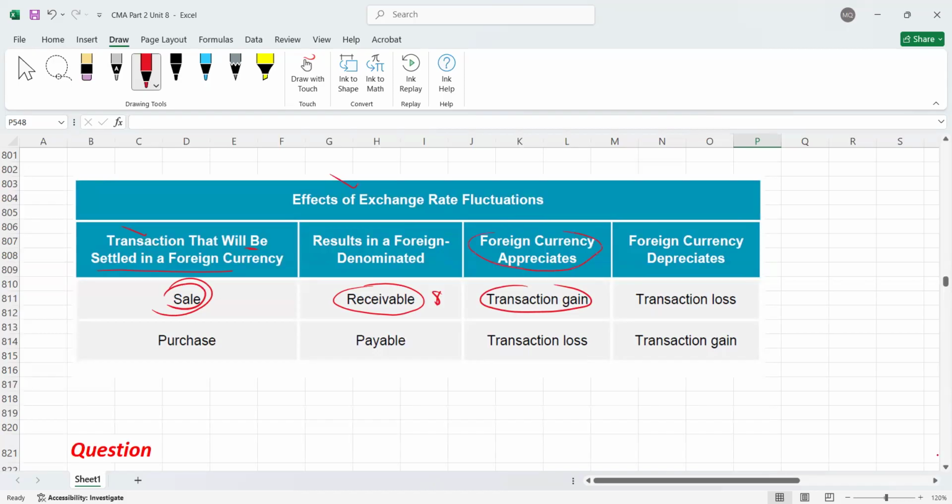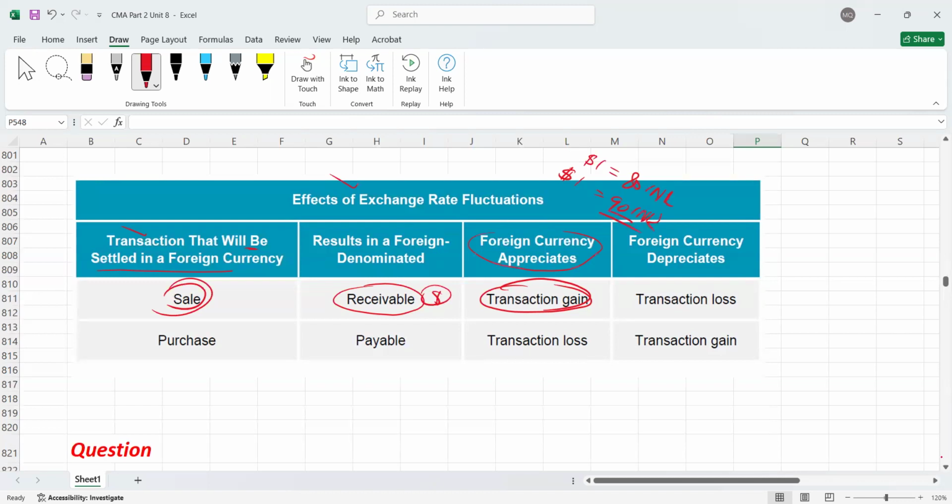Why? For example, let's assume the rate has moved from $1 equals 80 rupees, which was the rate previously. Now foreign currency appreciation means say $1 equals now 90 rupees. It's good news for you, right? If the foreign currency appreciates, you will have a gain, because you have to sell dollars to get rupees, because it's a receipt in dollars.